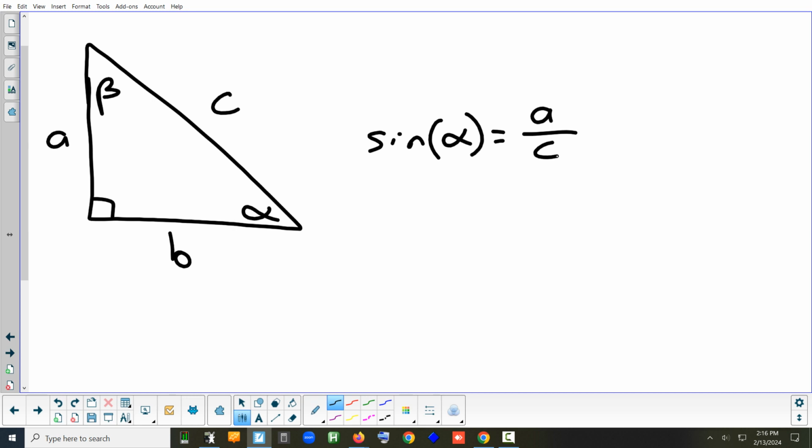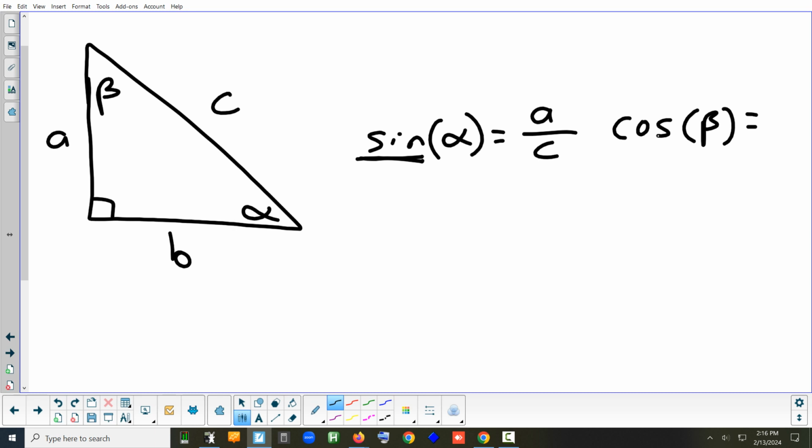Now, I'm going to do something different. What angle is complementary to alpha in that picture? Beta. We said that these two angles are complementary. All right, so let's do something with beta. But what I'm going to do is put the word co in front of the one I just did. If you put the word co in front of sine, what do you get? Cosine.